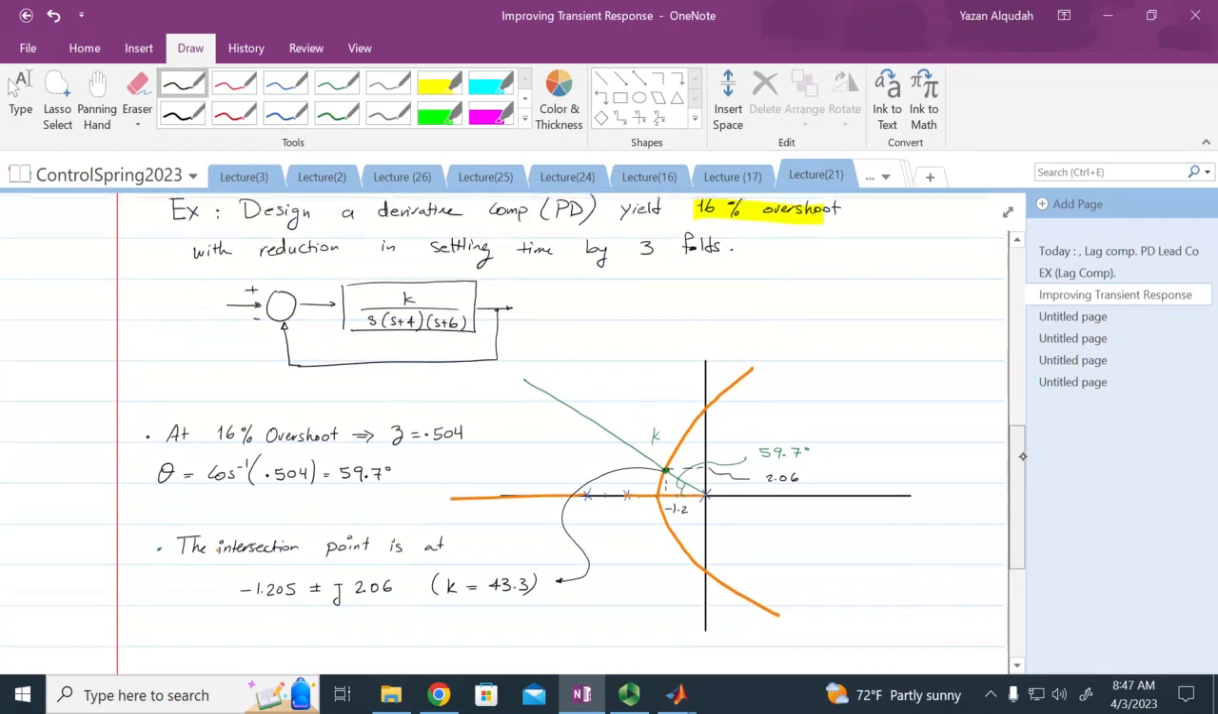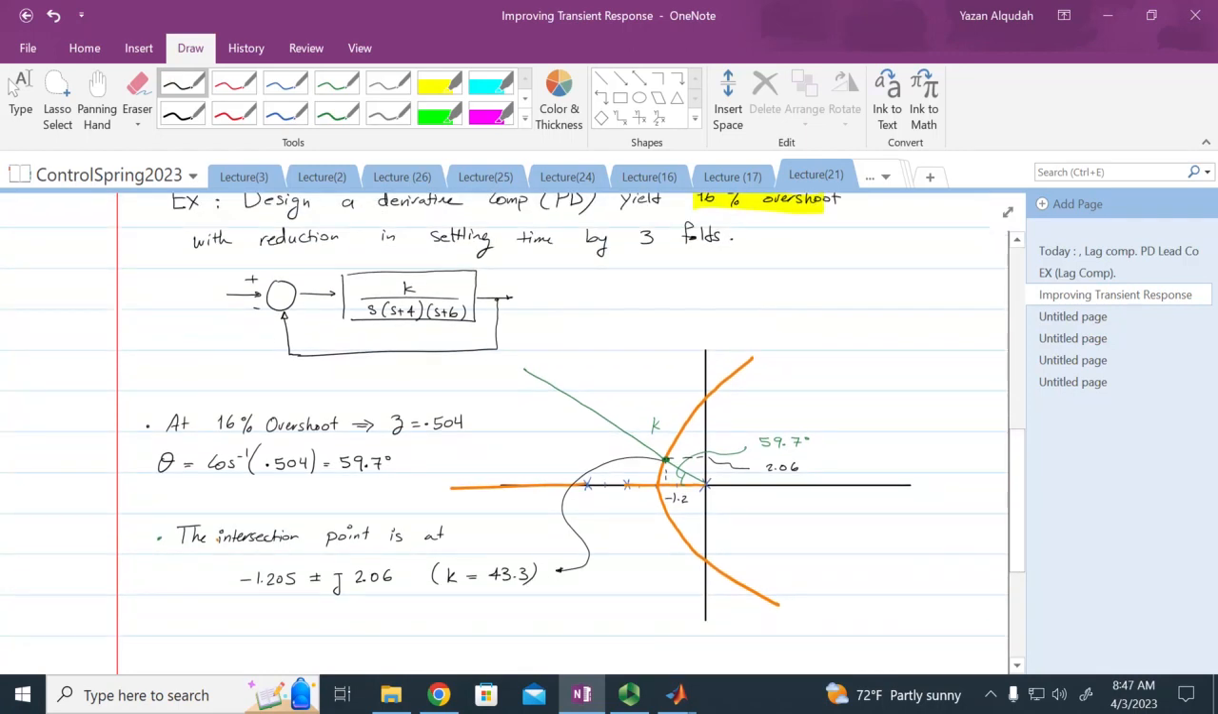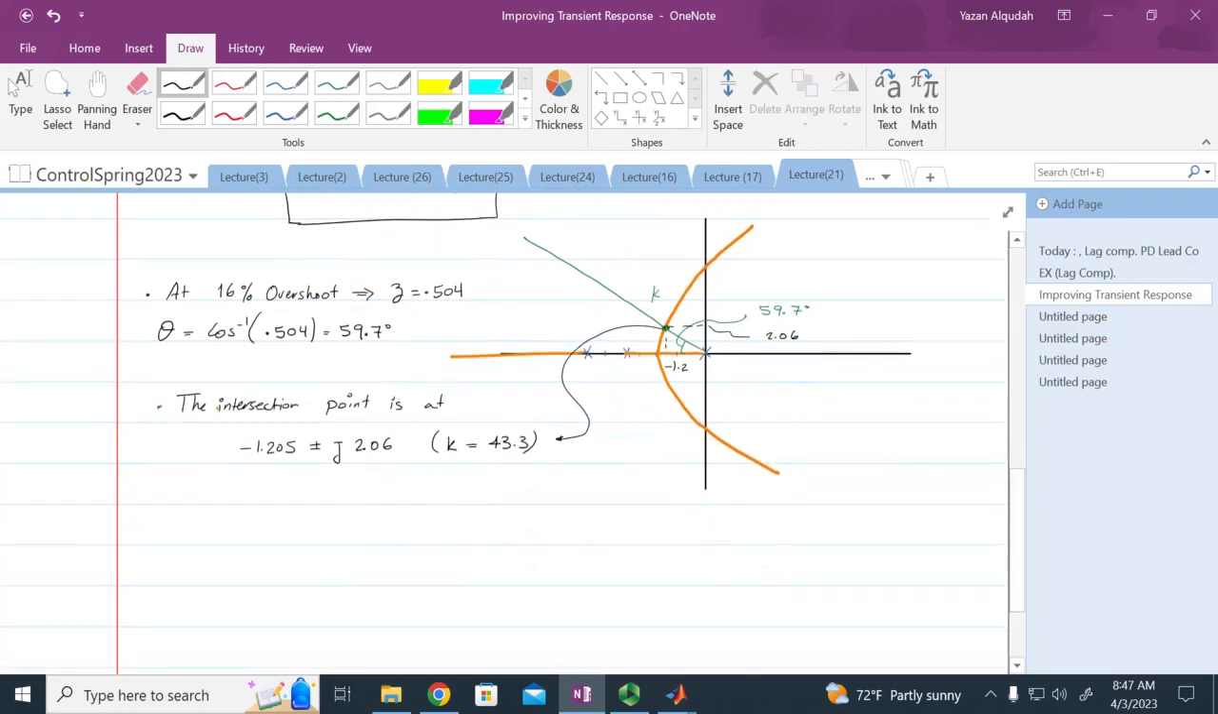So here is where we are operating. Find the settling time. We're going to find the current settling time, because it's asking us to improve the settling time from where we are operating. So let's see what the settling time is where we are currently operating. The current settling time is equal to 4 divided by zeta omega n, if you remember.